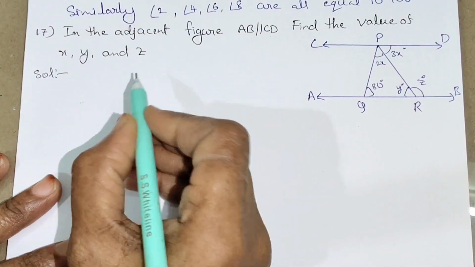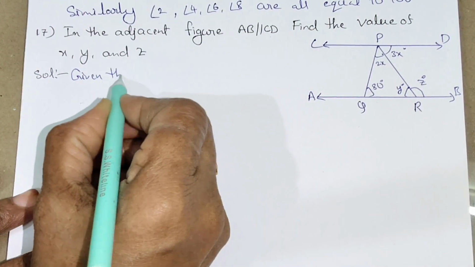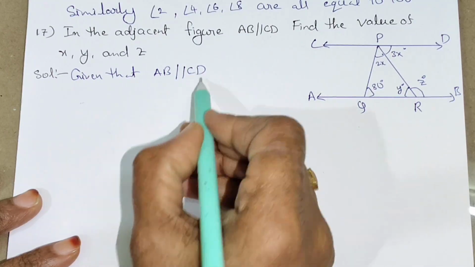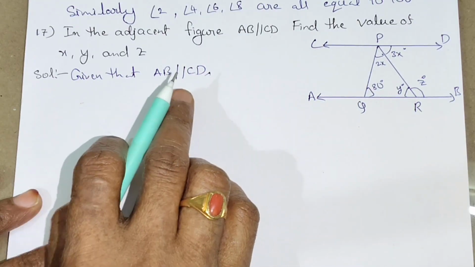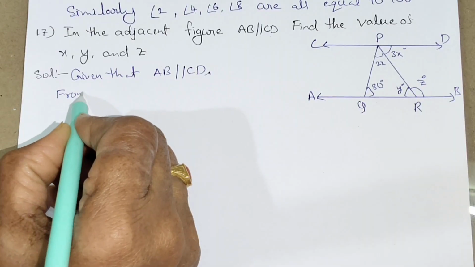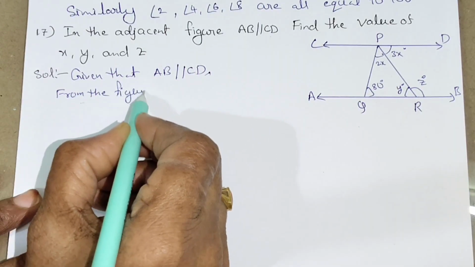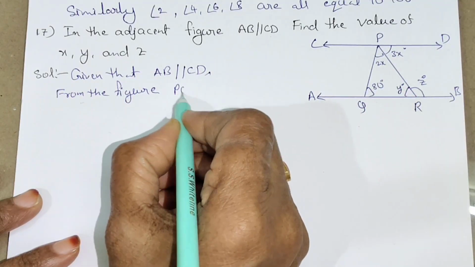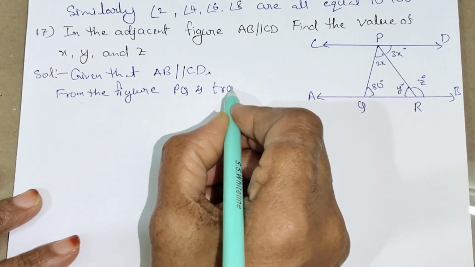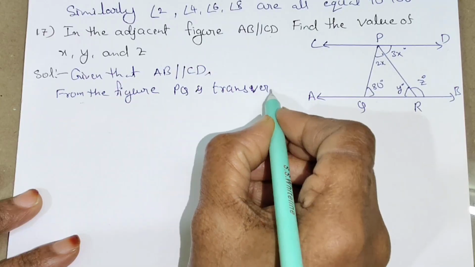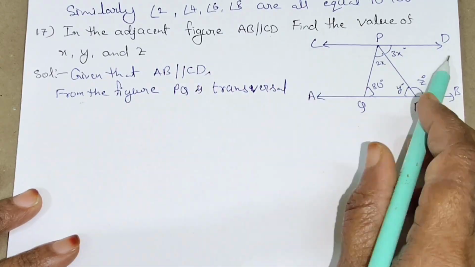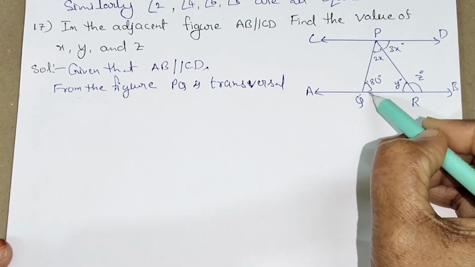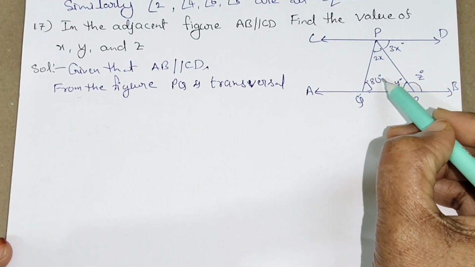So first, given that AB is parallel to CD. From the figure, PQ is a transversal. AB is parallel to CD and PQ is a transversal, which means this complete angle plus this one, the sum is equal to 180.